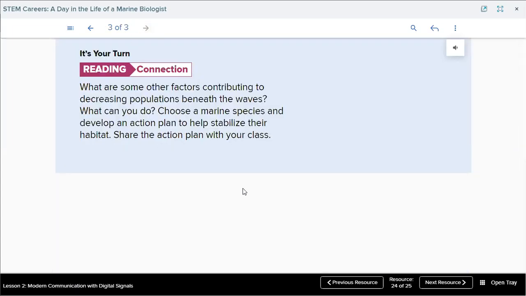It's your turn. Reading connection. What are some other factors contributing to decreasing populations beneath the waves? What can you do? Choose a marine species and develop an action plan to help stabilize their habitat. Share the action plan with your class.